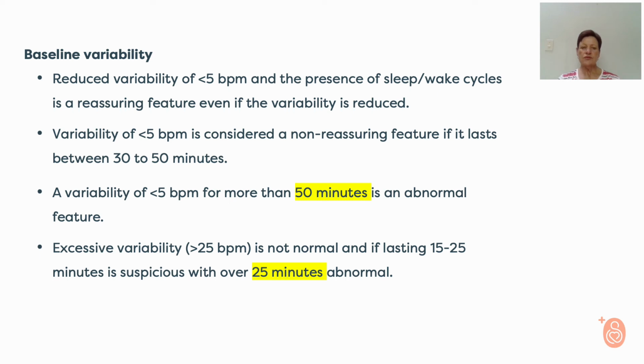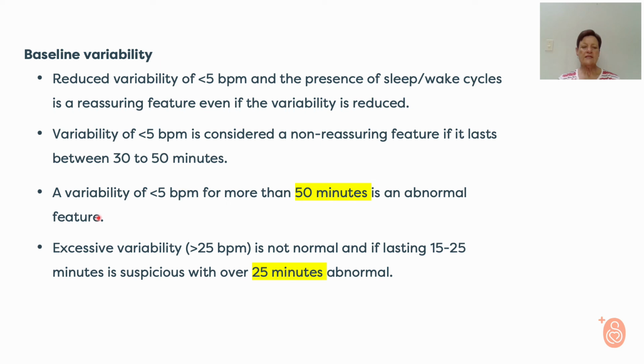We will later on also see, when we do the abnormal fetal heart patterns, that it might also be due to some sedation or analgesics, which suppress the maternal nervous system and will also obviously suppress the fetal nervous system. We've said that if there's decreased variability for between 30 and 50 minutes, it's a non-reassuring feature. If it's for longer than 50 minutes, it tells us it's definitely abnormal. The fetus is not asleep anymore. We must see what's going on here.